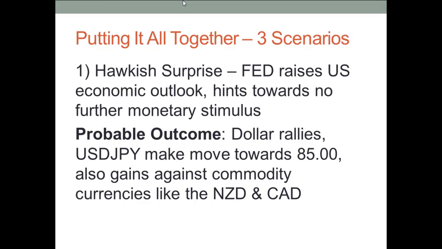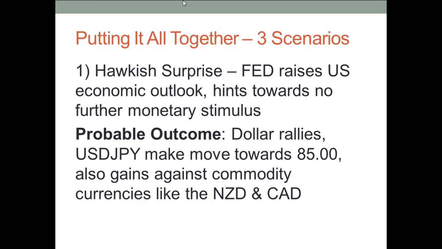Okay, so the first possibility that could happen is a hawkish surprise. If the Fed raises its U.S. economic outlook, if it hints towards no further monetary stimulus. If the Fed goes out and says things are really good in the U.S., there's no need for monetary stimulus, we don't really care about the EU at this point, it's enough just to leave interest rates low, we don't have to do any new quantitative easing anymore, that would be bullish. The probable outcome over here is that would be bullish for the dollar.